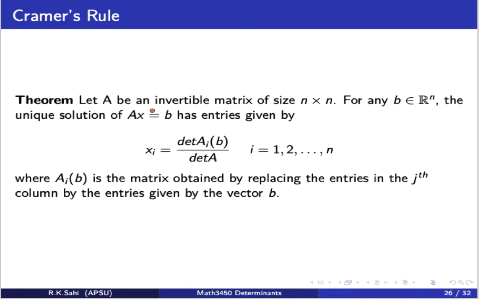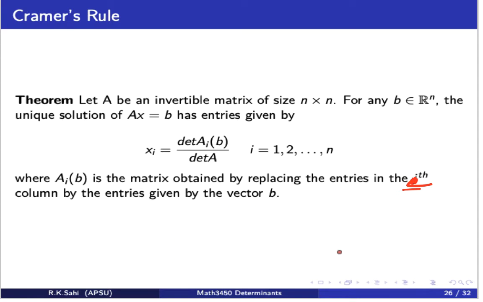Cramer's rule says if you have an invertible matrix A of size n by n, then for any b in Rn, the unique solution of Ax equals b has entries given by xi equals determinant of Ai(b) over determinant of A, where i goes from 1 to n. Now Ai(b) is the matrix obtained by replacing the entries in the ith column by the entries given by the vector b.